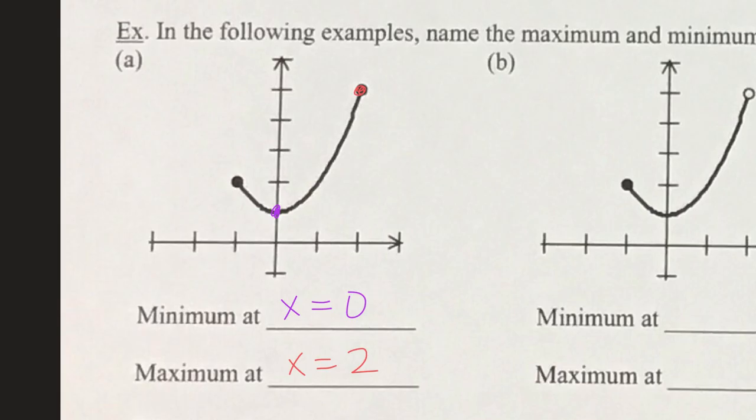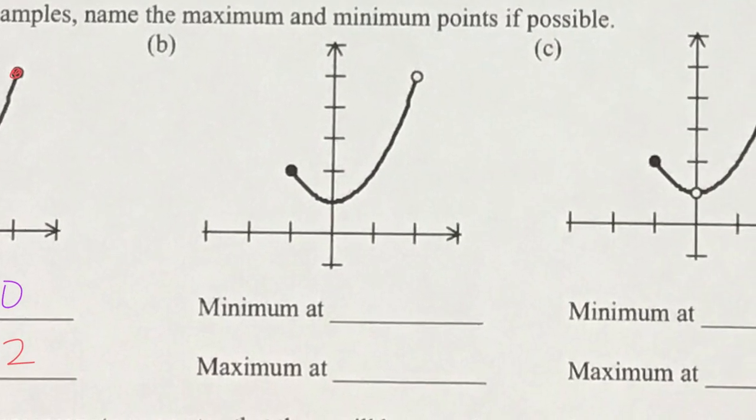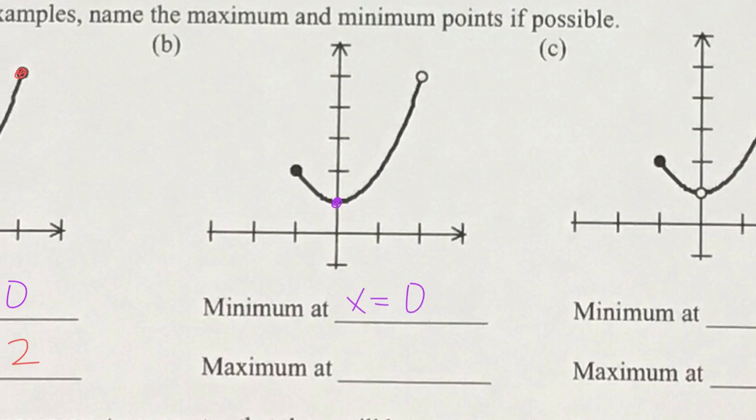Very good. Looking at B, where do we have a minimum on this graph? X equals 0 again. And what about our maximum? Well, is this y value bigger than that one? Yes. What about this y value? And this y value? That y value? That one? So what is our largest x value where we're going to have the largest y value?